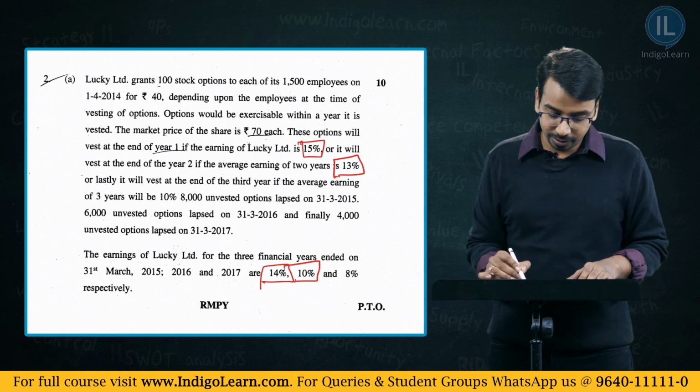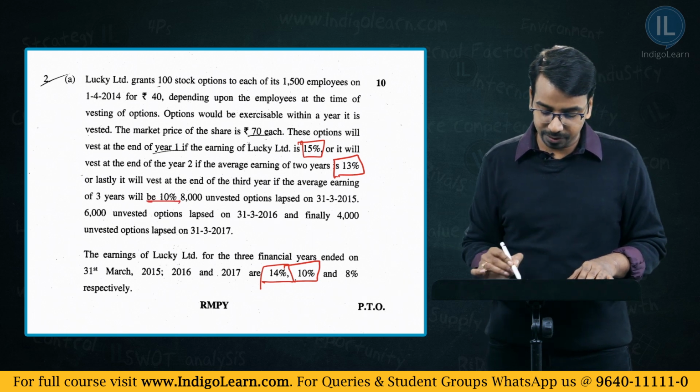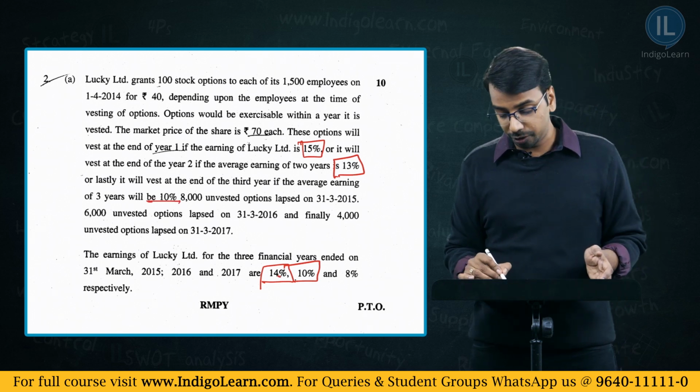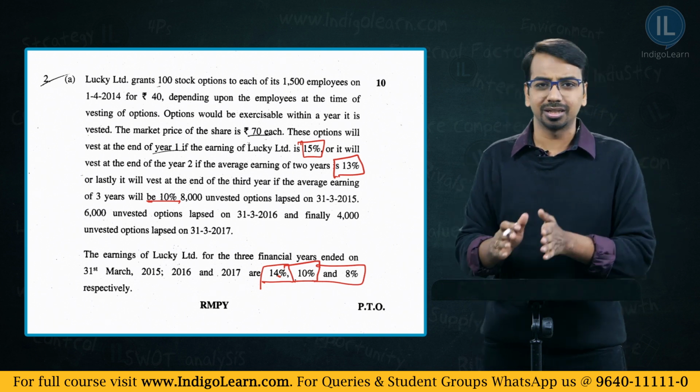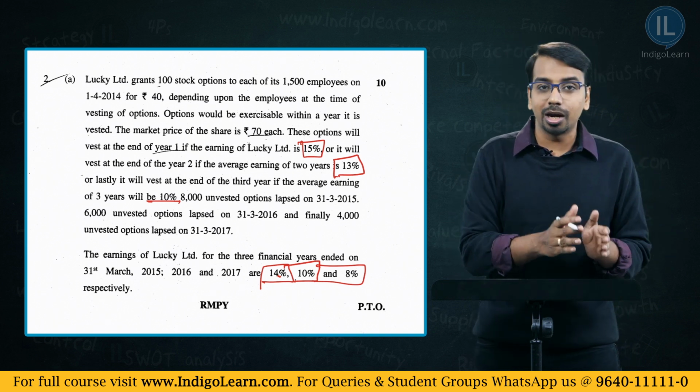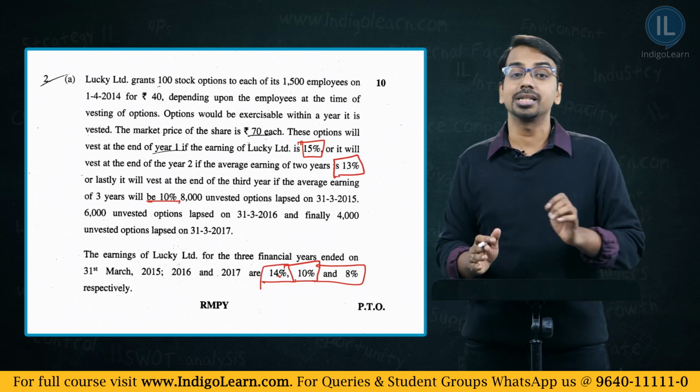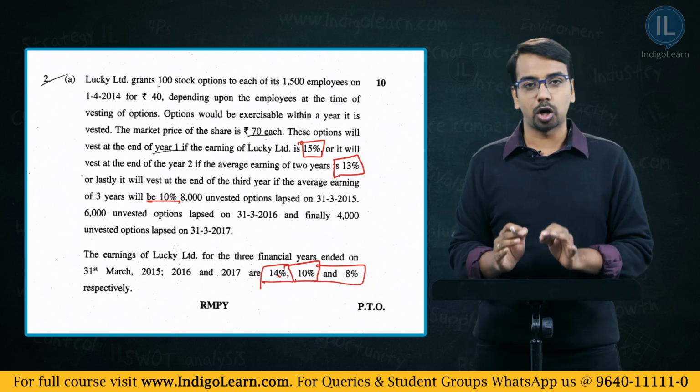And when you come to the third year, if the average earnings will be 10%, so 14 plus 10 is 24, 24 plus 8 is 32, 32 by 3 is more than 10%. So the options would vest in the third year. A proper working note to allocate the expenses on a year basis would have helped you to solve the problem.